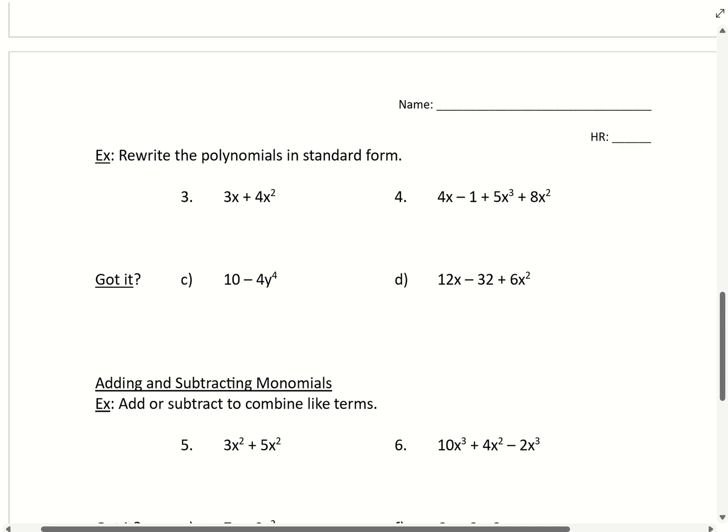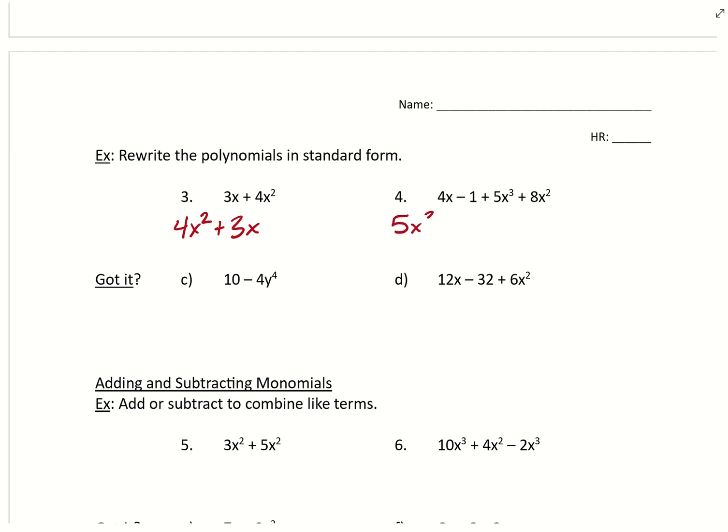The example says rewrite the polynomials in standard form. Again, all we're doing is making it so that the exponents are going from greatest to least. So for number 3, we're just going to flip them around. You'll have 4x squared plus 3x. Number 4, same idea. Greatest to least on the exponents. So we'll have 5x cubed plus 8x squared plus 4x minus 1. And that's in standard form there, so they go from greatest to least.